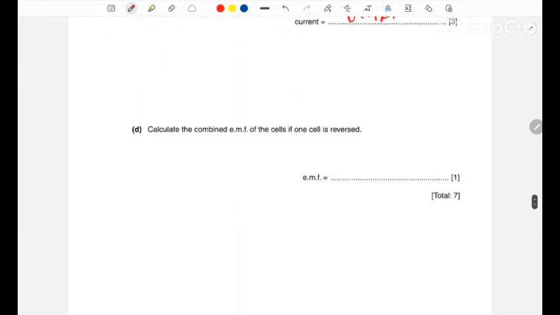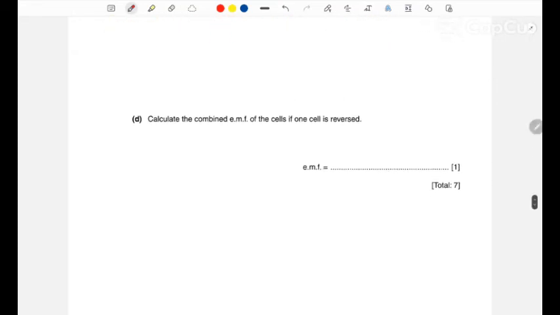D. Calculate the combined EMF of the cells if one cell is reversed. So we know that each is 1.5. Since one of them is reversed, we can add the first two, but then subtract the last one. So it's going to be 1.5 plus 1.5 minus 1.5, which would give us 1.5 volts.